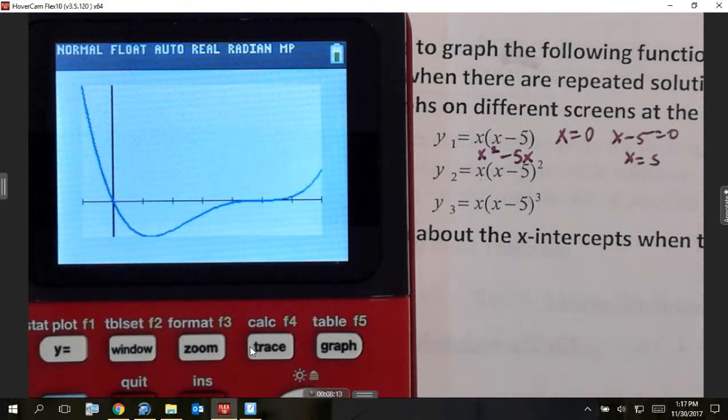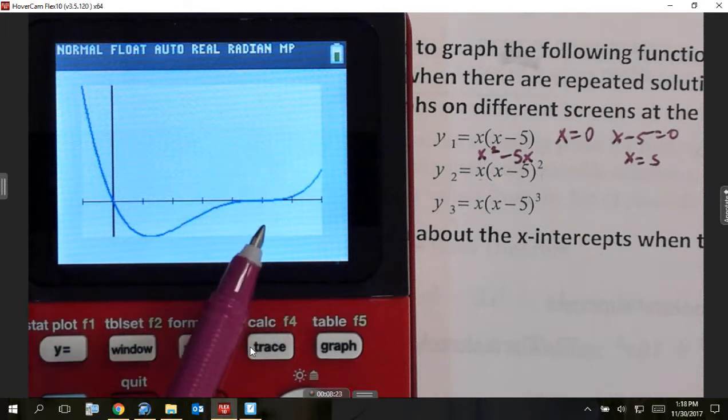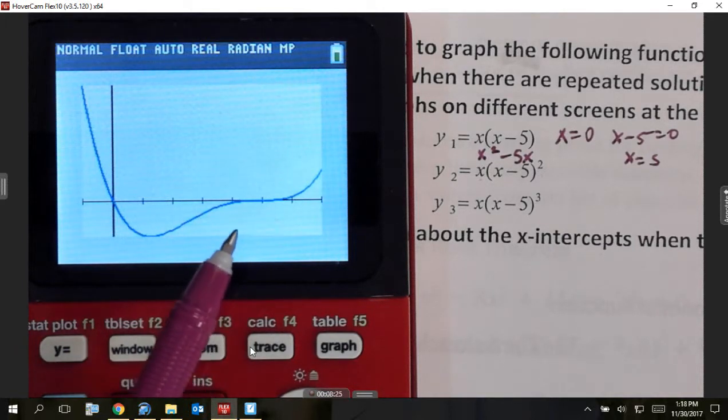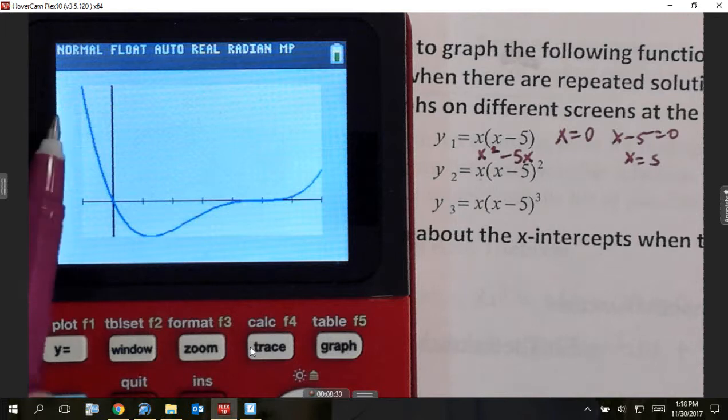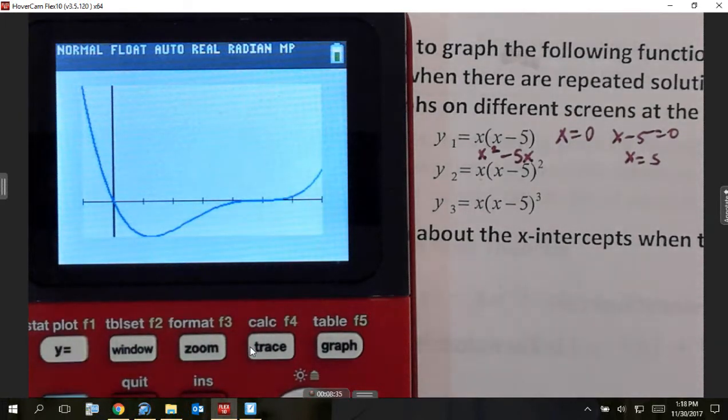So I just zoomed this to a different window, but you can still look at the x-intercepts. So at x equals 0, it's passing through just like a line. But at x equals 5, it now looks like a cubic because x minus 5 was to the third power. Let's look at the overall end behavior of the entire graph. Both sides are up. Why is that?